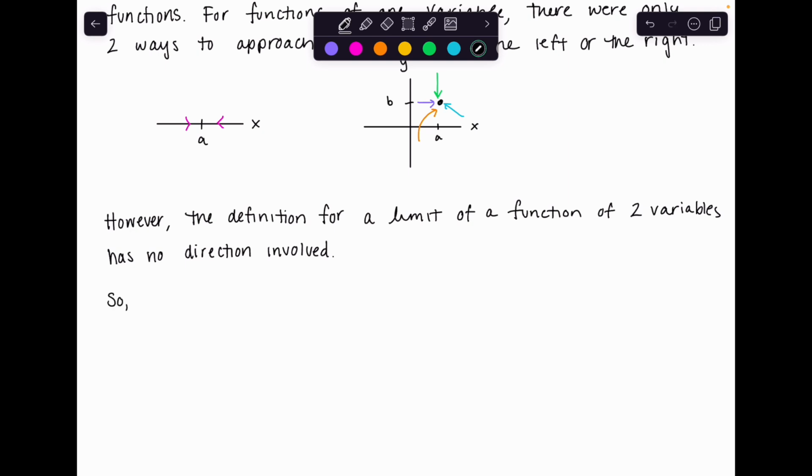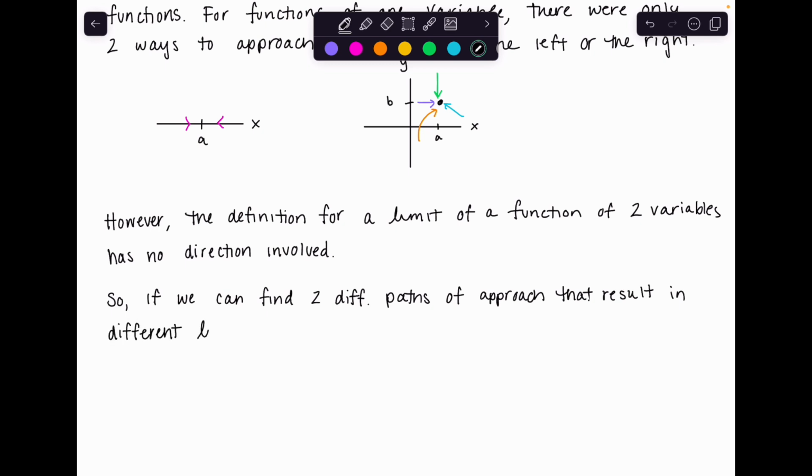And again, it is much easier to show a limit does not exist than it does. So here, if we can find two different paths of approach that result in different limits for the function f of x, y, then the limit does not exist.